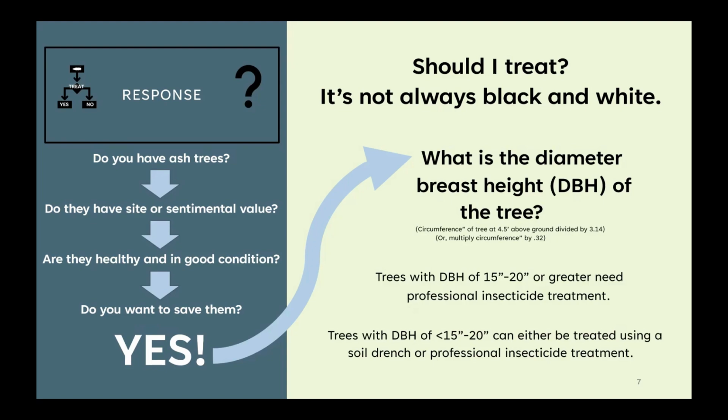So trees with a DBH of 15 to 20 inches or greater would require professional insecticide treatment as the only options available for trees of that size. Trees that have a smaller DBH, and the smaller the better, but in the range of less than 15 to 20 inches, can be treated using any of the professional insecticide treatment options that we'll discuss, but also potentially a soil drench, which is the only homeowner option available, and we will look at those further.